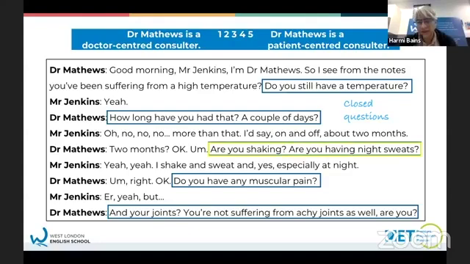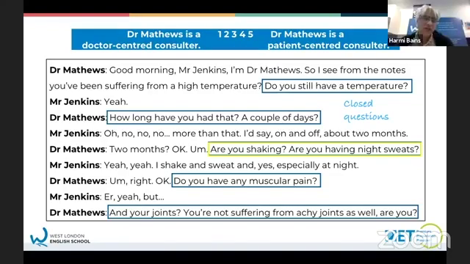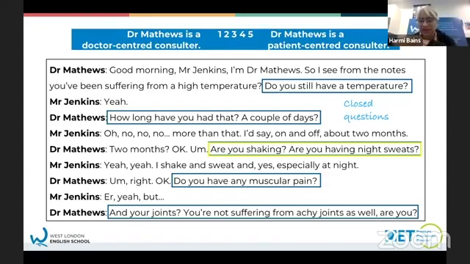Also, if you have a look at these questions here, are you shaking? Are you having night sweats? I'm not sure if you can see what's wrong here. Could you see what's wrong, Camilla? Are you shaking? Are you having night sweats? What's wrong? Why shouldn't you really do this in a consultation? Like, I don't know, two questions together. Exactly, you're right. Break up your questions. Ask your questions individually, one by one. Really, that's the only problem here. The doctor asks both the questions together.